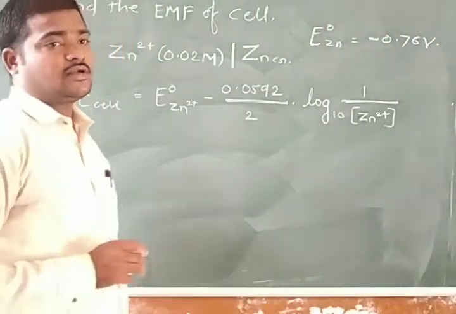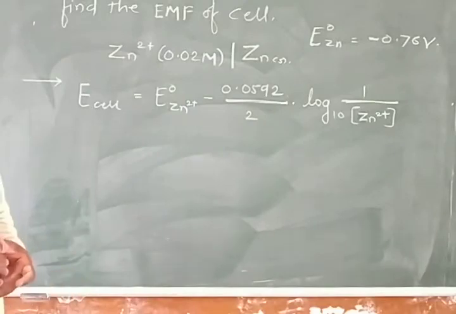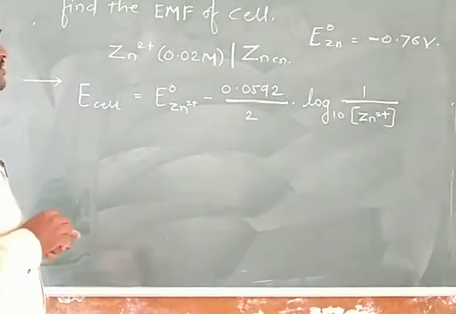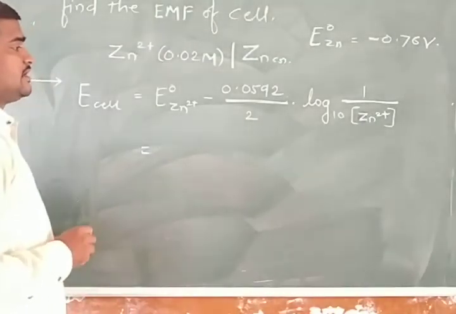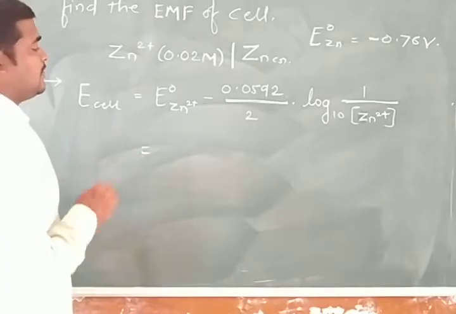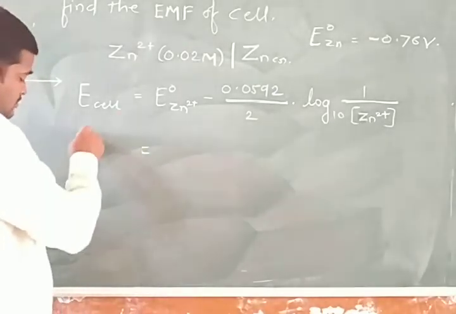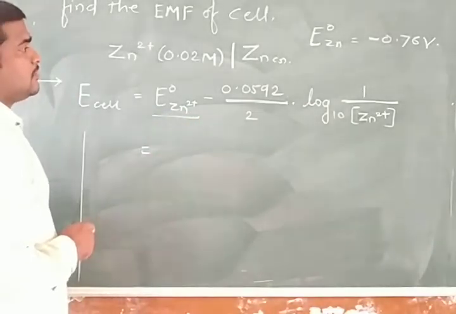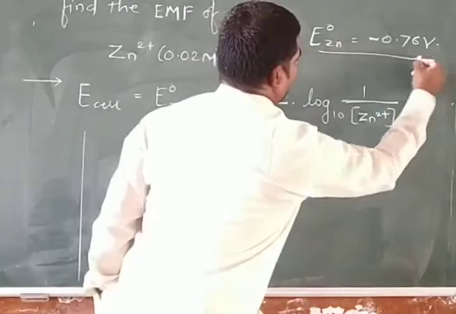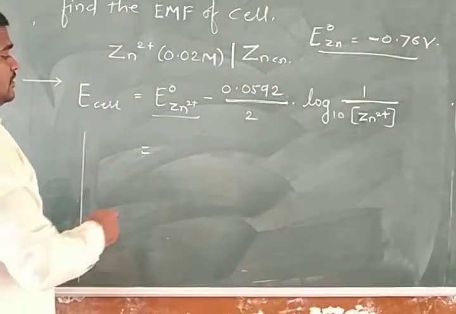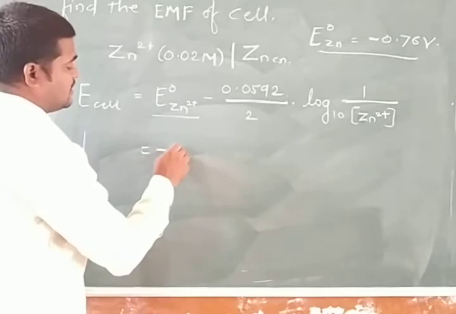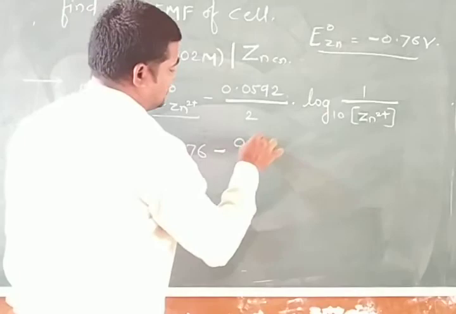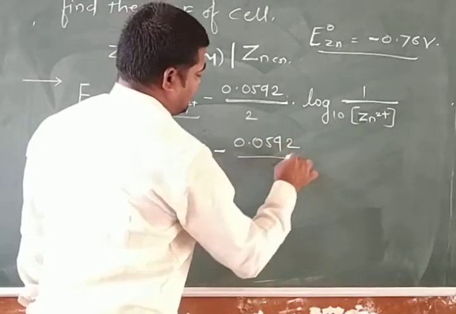Now students, all the data is provided, so you just go on calculating by this formula. All the calculations are in a very simplified manner. So we will keep all the values which we have been provided with, the E0 of Zn, therefore we get that value, minus 0.76 volt, minus 0.0592 divided by 2.